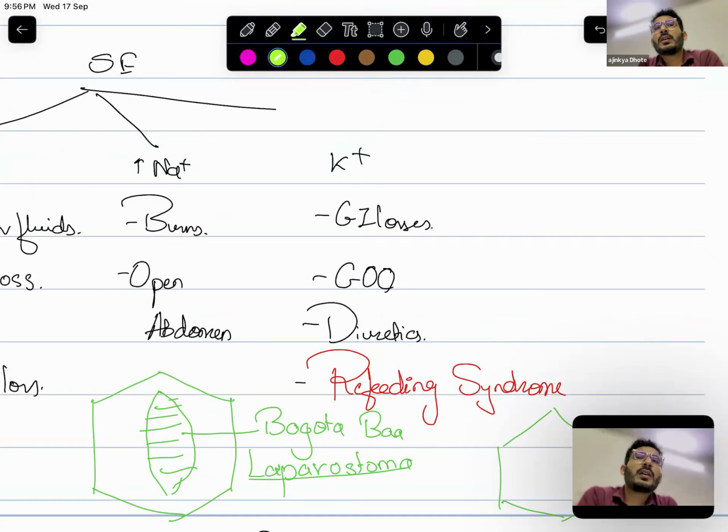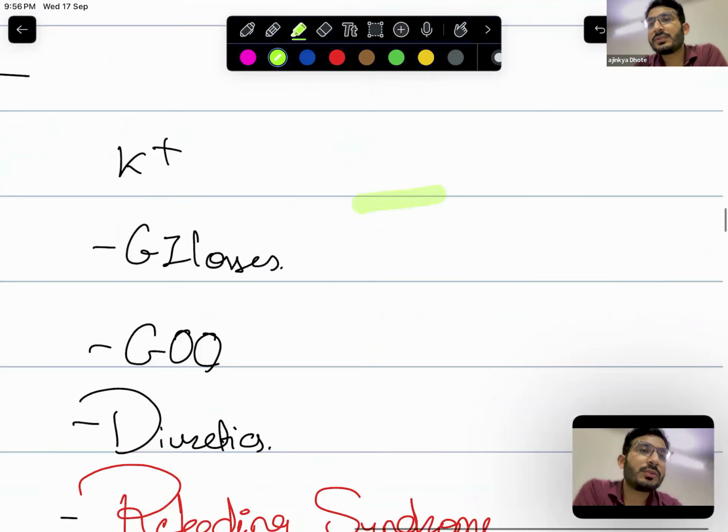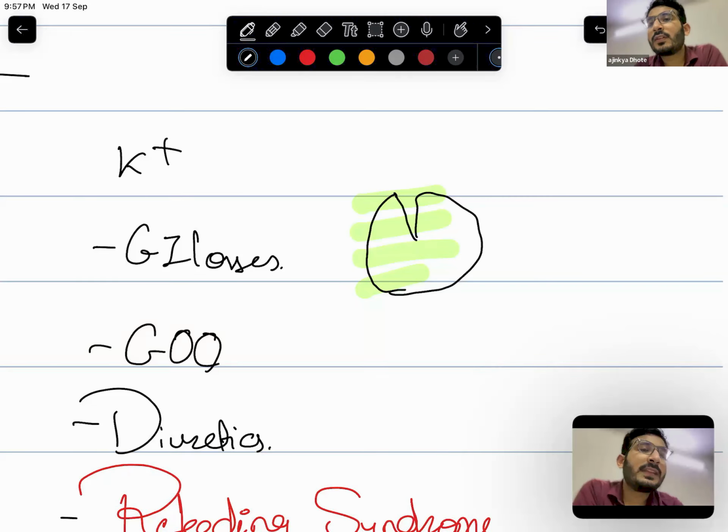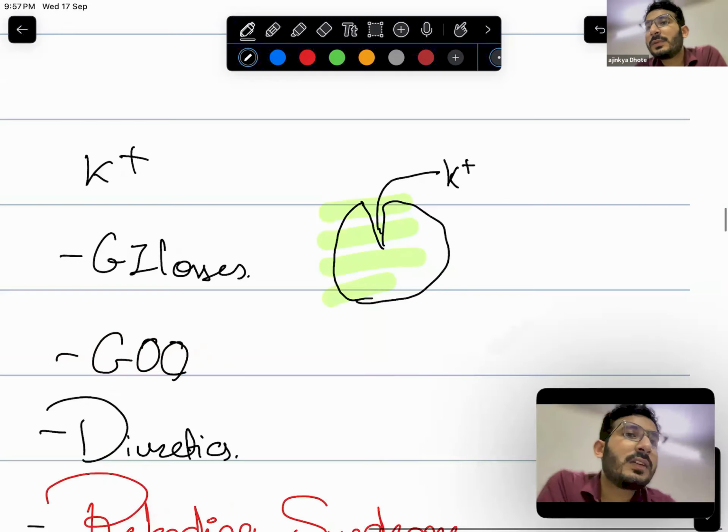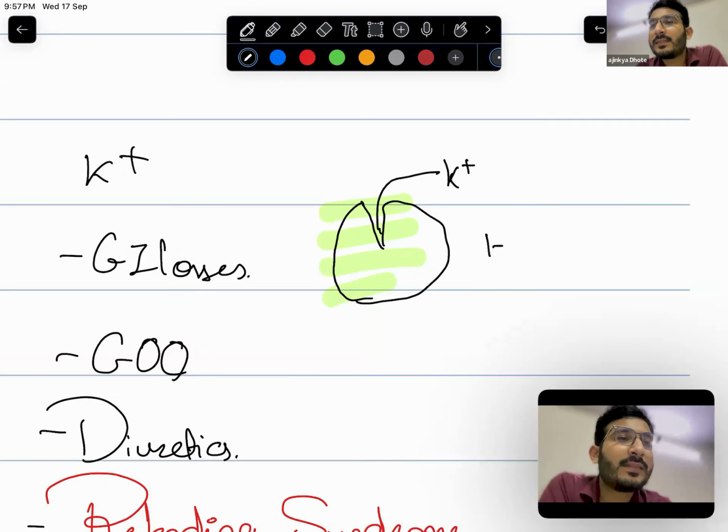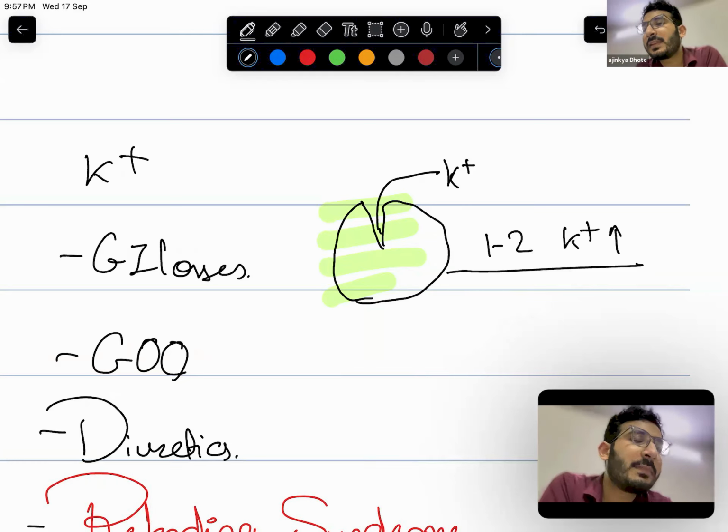Whenever a patient undergoes a massive surgery, there is a lot of tissue injury. The cell breaks down and there's release of large amounts of potassium in the circulation, in the extracellular space, and that is ultimately taken up in the circulation. Now, in the initial early post-op days, usually 1 to 2 days, the potassium levels are high. That is, the patient has hyperkalemia.